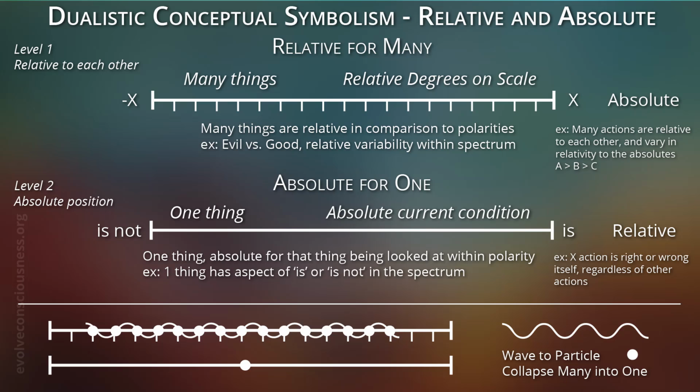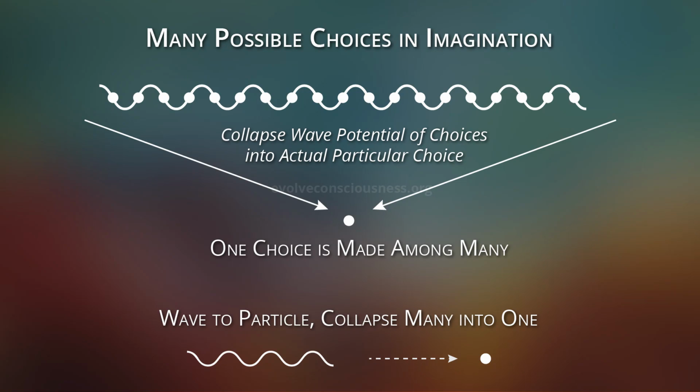We have the wave and the measure, the ruler, the scale, the spectrum, the degrees. You have a bunch of things. So you take one thing, so you collapse all those things into one thing you're going to look at. So that's how infographic number 6 works. We have many possible choices in imagination. So we collapse the wave potential of choices into an actual particular choice. See the potential from our mind, the ideal, the potential from our mind. We collapse it into an actual choice we make, and then we act on that choice.